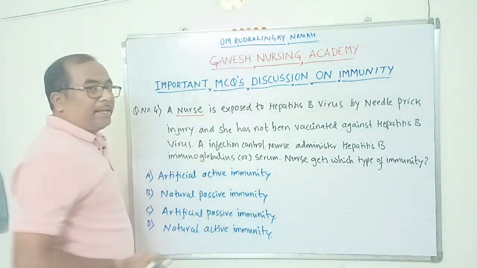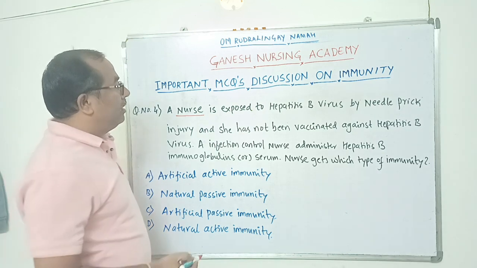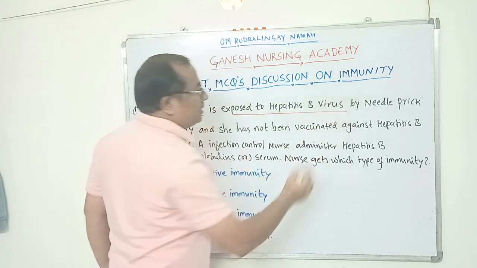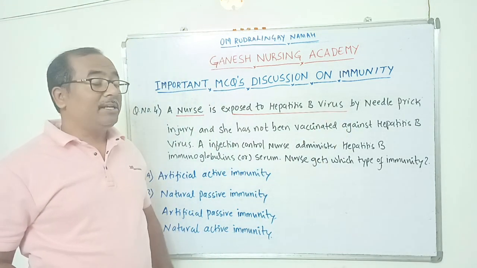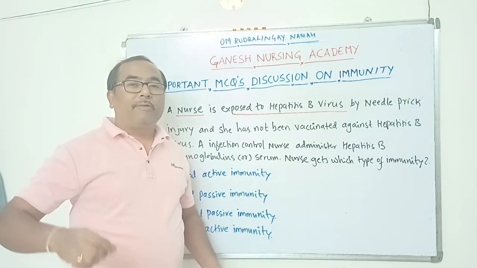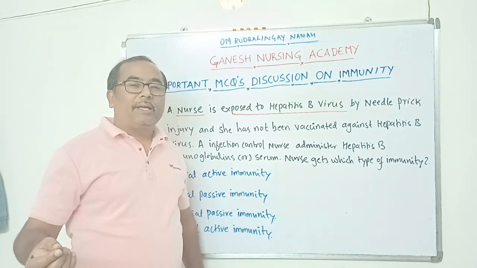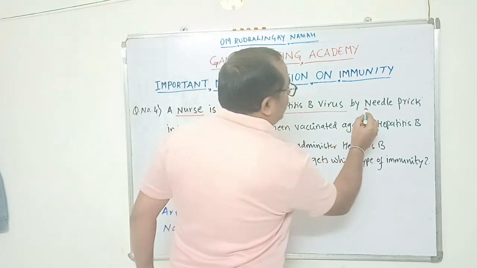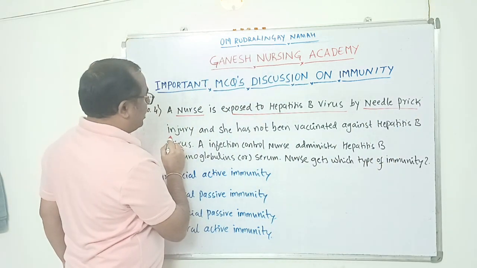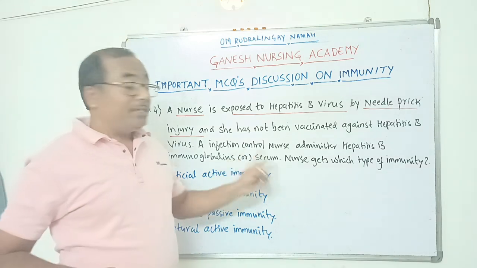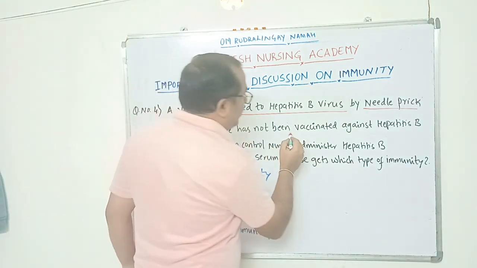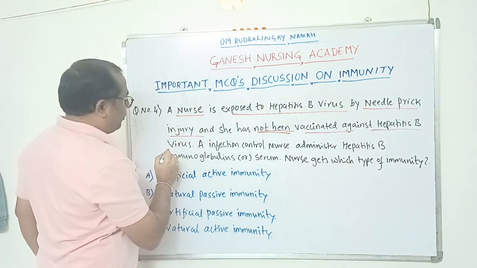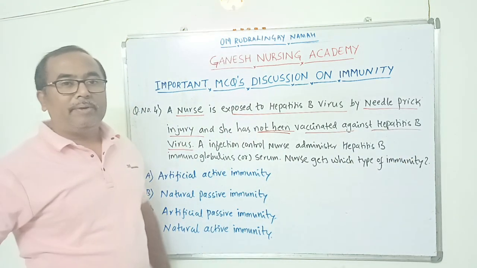See here, a nurse working in the hospital, by mistake gets exposed to the hepatitis B virus by needle prick injury. Means after withdrawing a blood sample or after putting in an IV cannula, a sharp needle is pricked into her finger, and she is exposed to the hepatitis B virus. And unfortunately she has not been vaccinated against hepatitis B virus.